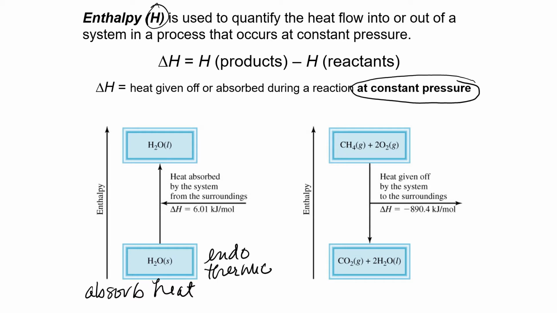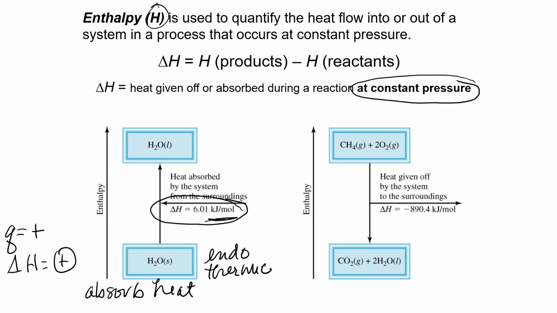So the system is the ice. It's absorbing heat from the surroundings, so it's endothermic. And if you recall, Q for an endothermic reaction is positive. So delta H will also be positive. And we see that delta H given right here. Notice that when you look them up in the table, they are given in kilojoules per mole.